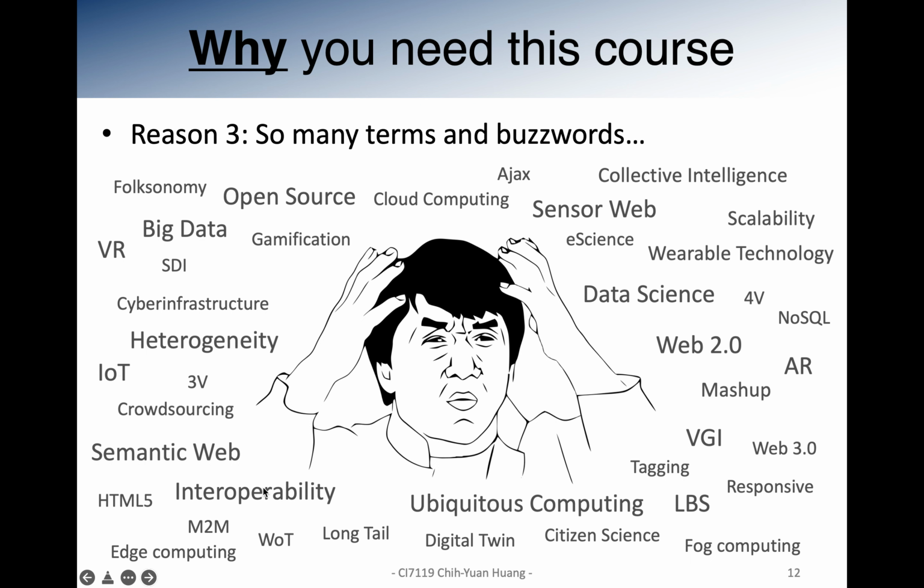And there are some other things, for example, edge computing, fog computing, wearable technology, digital twin. We will basically mention and discuss many of those terms in this course. So if you are interested in knowing these terms, or in the new technology development related to the GIS domain or geoinformatics domain, then I think this course will help you do that.